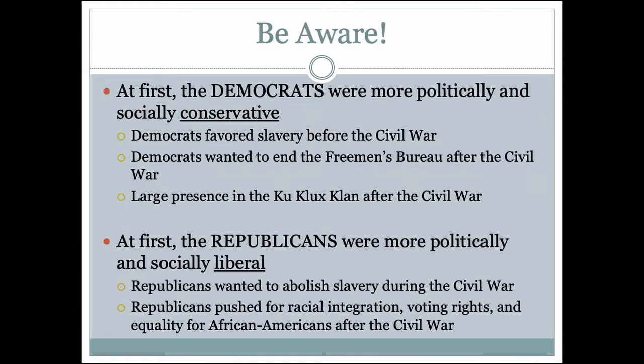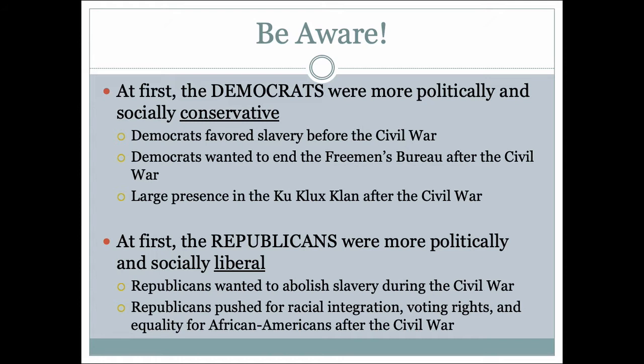And so like we mentioned before, and this is where political ideology is important to keep in mind as a layer contrasting with the party names. At the time, the Democrats were more politically and socially conservative. They favored slavery before the Civil War. They wanted to end help to freed slaves after the Civil War. There was a large presence in the KKK in the Civil War of Democrats.